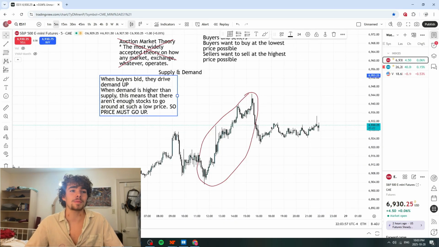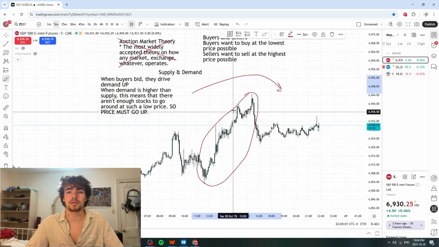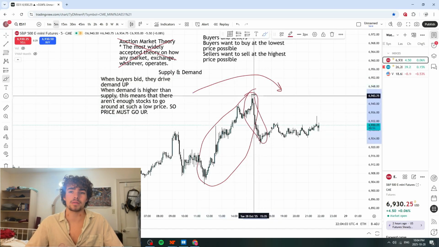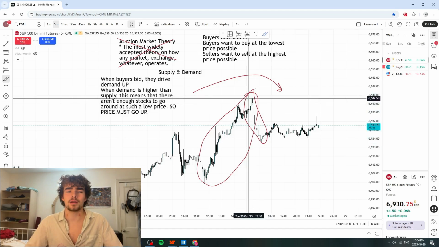Now, the opposite happens over here. Look here. It went all the way down because people got up this high and realized, sellers were then like, oh, okay. This is a good price to sell it.